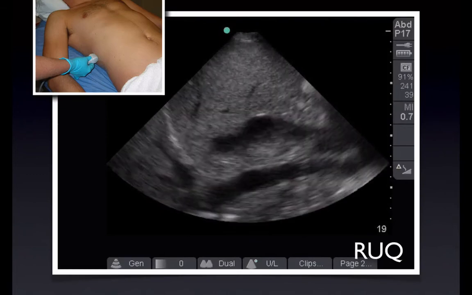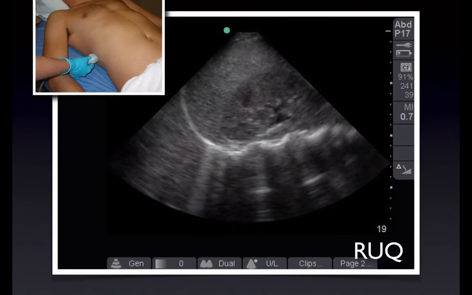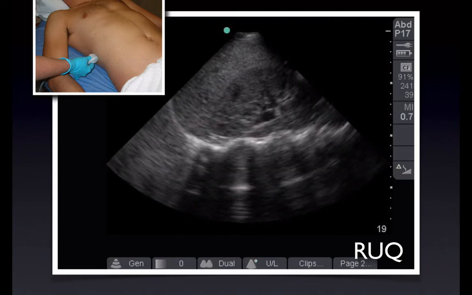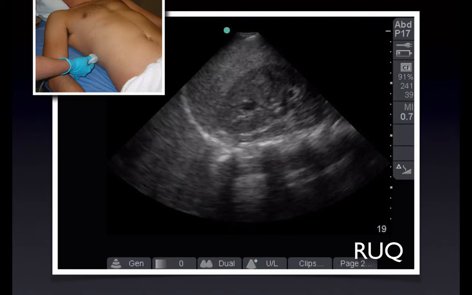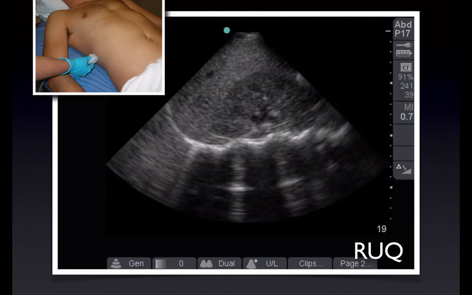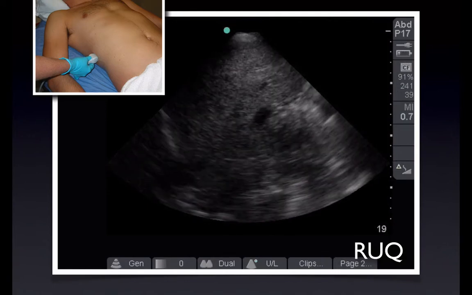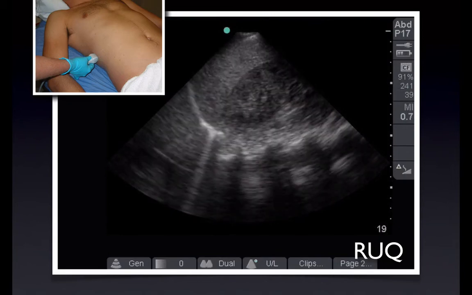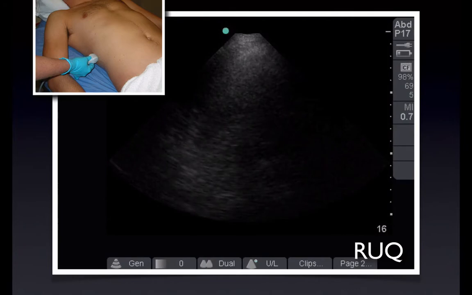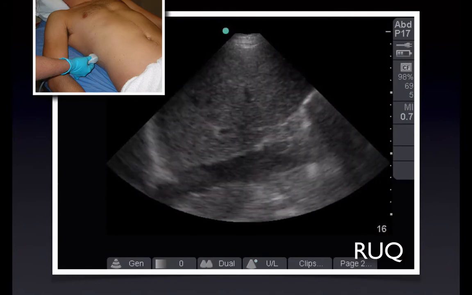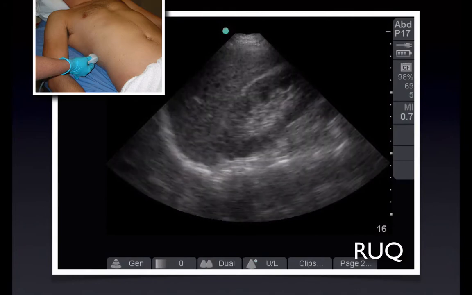We're looking at the right upper quadrant, and then you see the hepatorenal space. And as you can see, we're fanning our probe, looking through all the spaces. We don't want to just take a quick glance and not actually scan through all the anatomy. Okay. This is another normal view. You have the kidney, the liver, the diaphragm.